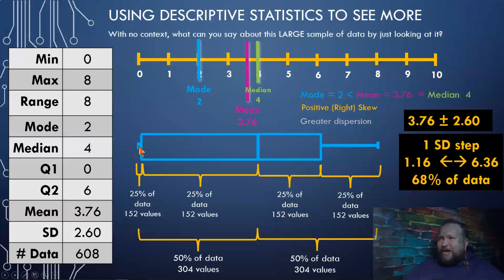So 50% of our data is values between 0 and 4, and the other 50% is between 4 and 8 overall. And we can break this bigger case down by the box: from 4 to 6 is another clump, we have 152, and then another 152 from 6 to 8. And so we're getting this kind of distribution, but we can see here that it's kind of skewed, clumped up at the higher end, but there's a lot more going on.